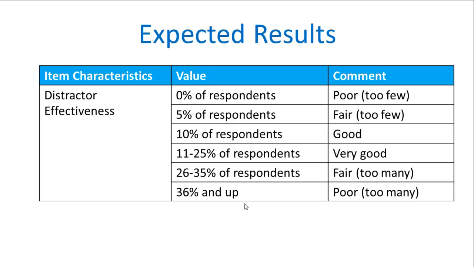Lastly, in terms of expected results, we have distractor effectiveness. We want to make sure that there is a pretty even distribution between those distractors. If we see 11 to 25% of respondents chose a particular distractor, we would say that that's particularly good. Anything too high or anything too low suggests that the distractor effectiveness may be poor or at most fair.